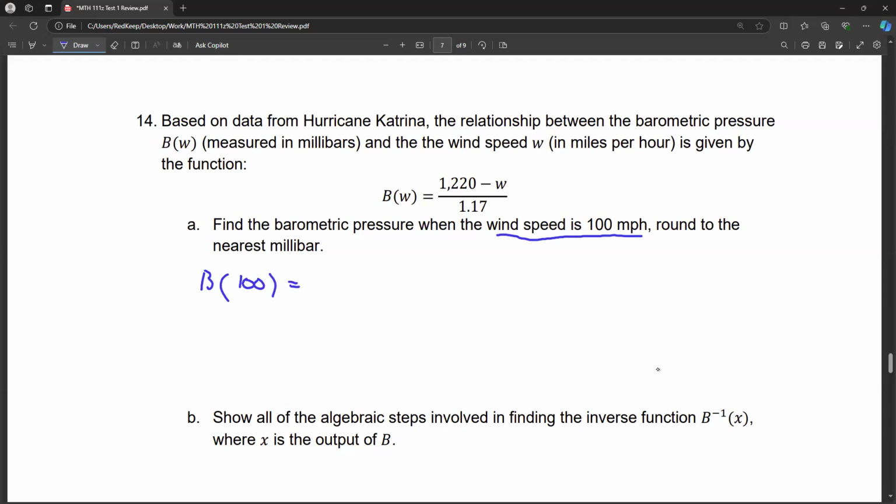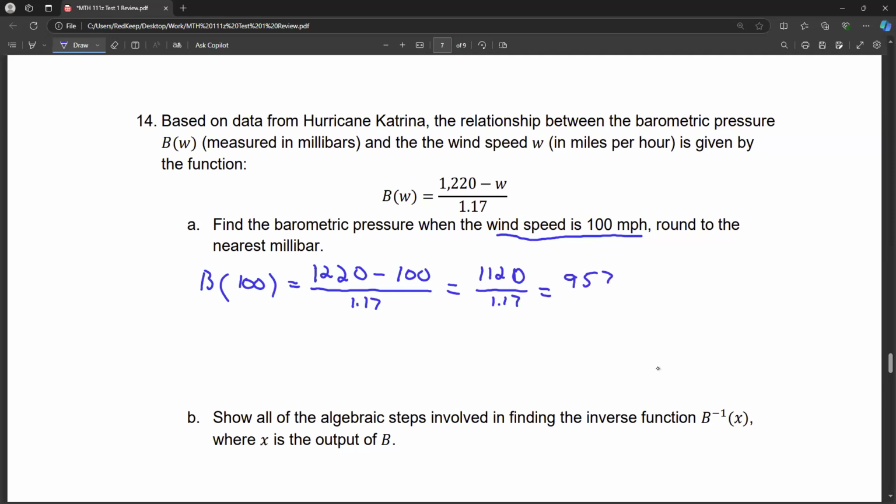So what we'll do is plug in 100 wherever there is a W in our original function and simplify to find the results, right? So 1,220 minus 100 is 1,120 divided by 1.17. And so let's see, that's the result. Rounded to the nearest millibar is 957.